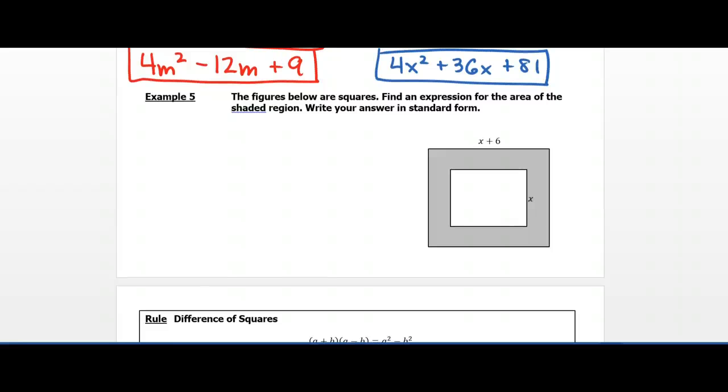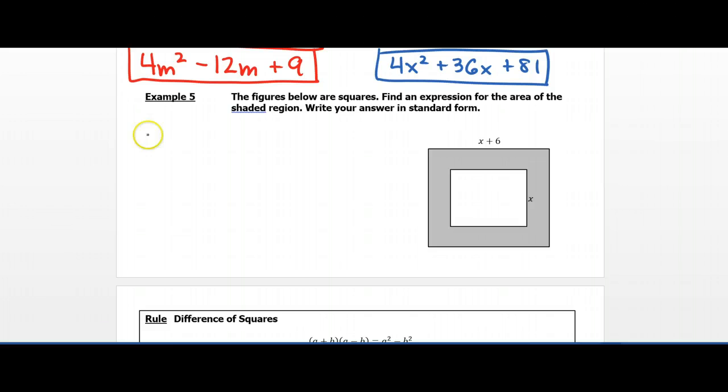So number 5 here, it says the figures below are both squares. We're going to find an expression to represent the area of the shaded region using what we know about area and squares. Okay, so to find the area of this shaded region right here, we can take the area of the big square minus the area of the small square.